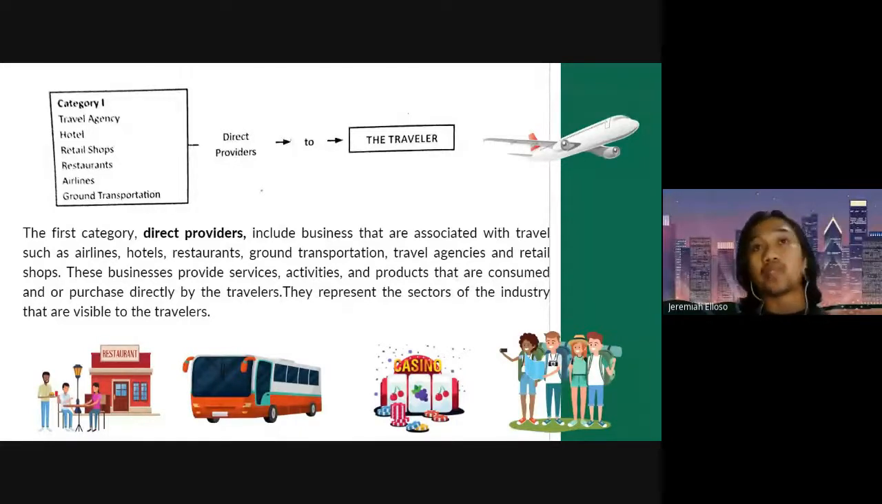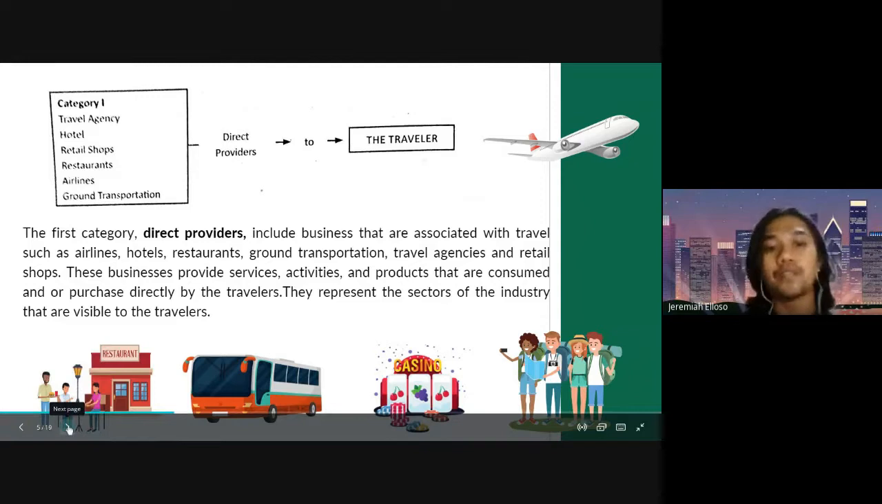So we are very much aware that a traveler would be needing these different services. Whenever they travel, they would need accommodation. They would need restaurants to fulfill their physiological needs. They need different modes of transportation for mobility, or to get from one destination to another. And they also need to fulfill their other needs, such as buying pasalubong, or going to retail shops for other leisure and entertainment purposes. Okay, so here on the first category, you see that the travelers have direct contact with these different establishments, and all of these are very much visible to the travelers.